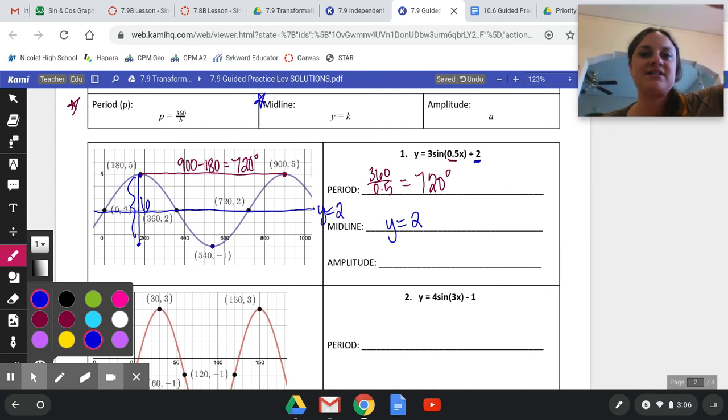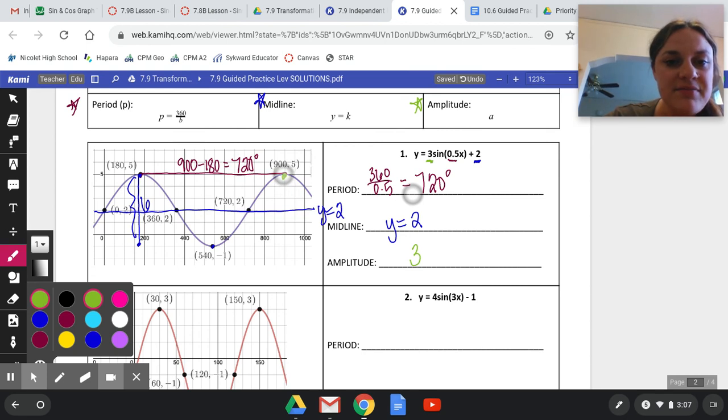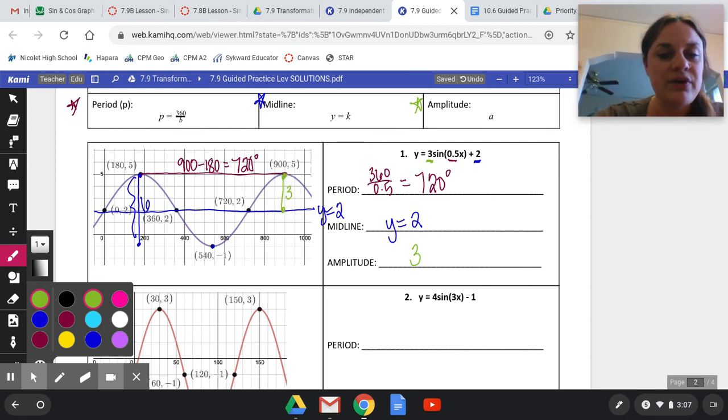It's halfway between the highest point and the bottommost point. And then my amplitude, that's just my A value. In my equation, I can see that right here. My amplitude is 3. That's what I'm multiplying by out front. I can also see that the distance between my highest peak and my midline is 3 units, and between my lowest valley and my midline is also 3 units. That's my amplitude. That's how much it's stretched out.